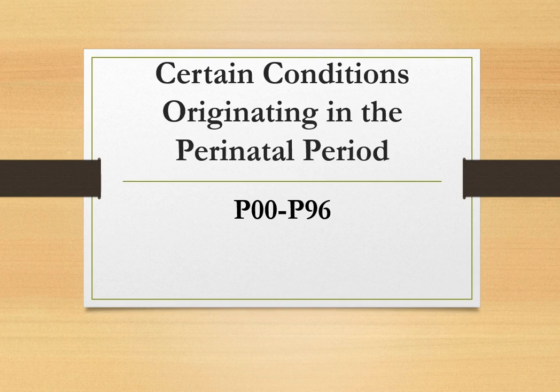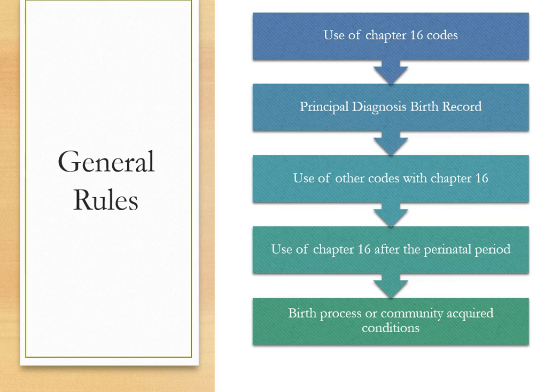And guys, after all of that discussion about the mom's record, we are finally in chapter 16 where we can talk about coding for the newborn. So chapter 16 is the conditions originating in the perinatal period, and it's actually certain conditions. Code family P00 through P96. To begin, for coding and reporting purposes, the perinatal period is defined as before birth through day 28 following the birth.